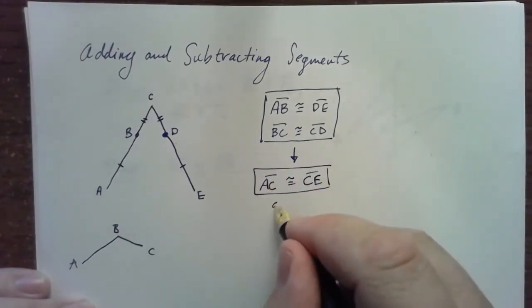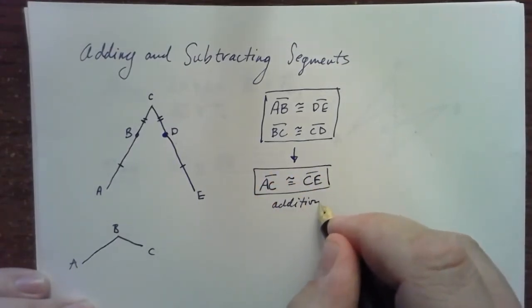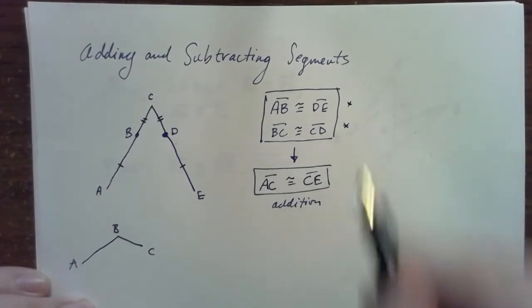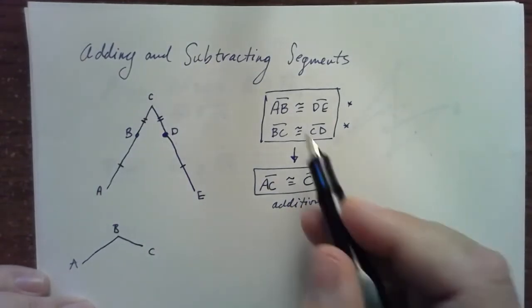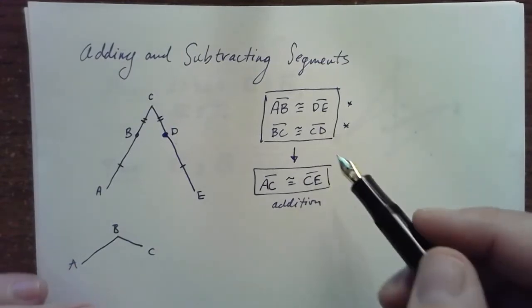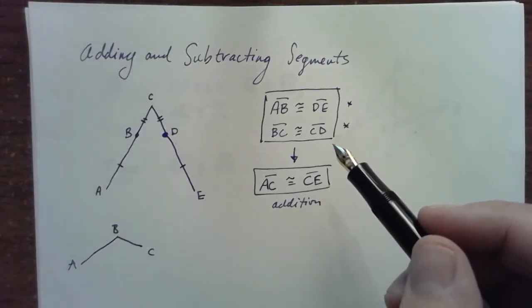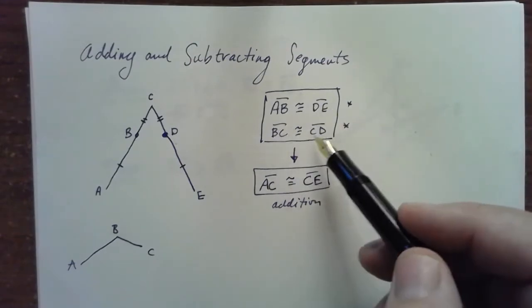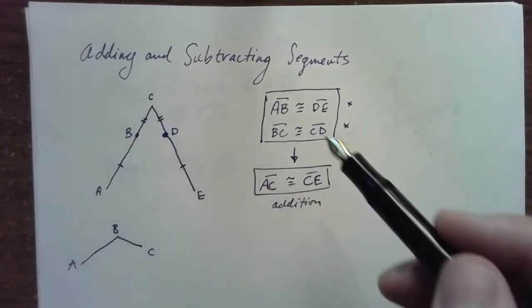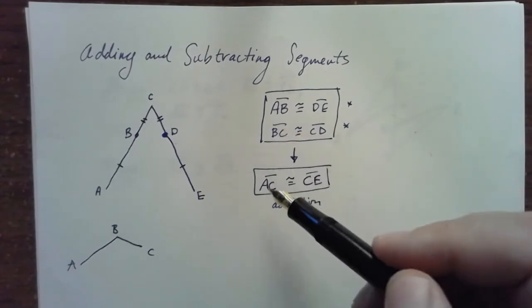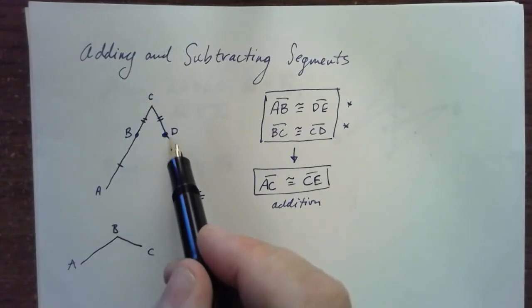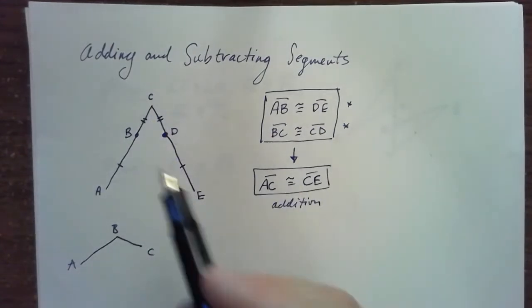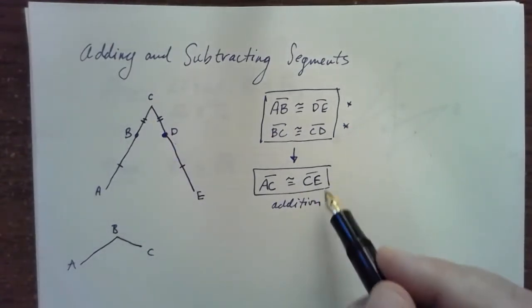And since I'm adding here, I'll just write addition. These would have whatever reasons we figured out those were true. Maybe those were givens, or maybe those were something we proved. But underneath this box, we'll write addition, because that's what we're doing. We're adding this and we're adding this. So it looks a lot like adding equations from Algebra 2. You line up your congruences. You have to look at the picture to make things line up properly, and then you add: AB plus BC is AC, and DE plus CD is CE, the longer one here. And so we can deduce this congruence is also true.